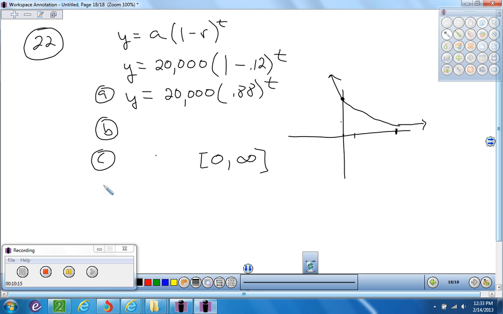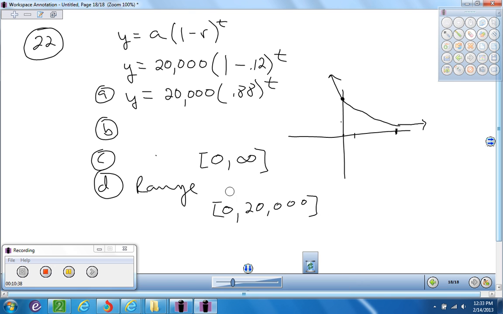Alright, and then D, the range. Okay, the lowest value you can have is what? 0. So the range Y has got to be greater than 0 if you want to keep the same pattern. But it also can't be more than $20,000. So we're going to say the range is from $0 to $20,000 because we're talking about money here, because it's not going to cost us more than $20,000. So the range is from $0 to $20,000 because that's the highest value. Alright, now the asymptote, we won't ever cross 0, so our asymptote is 0. So Y equals 0 would be the asymptote.